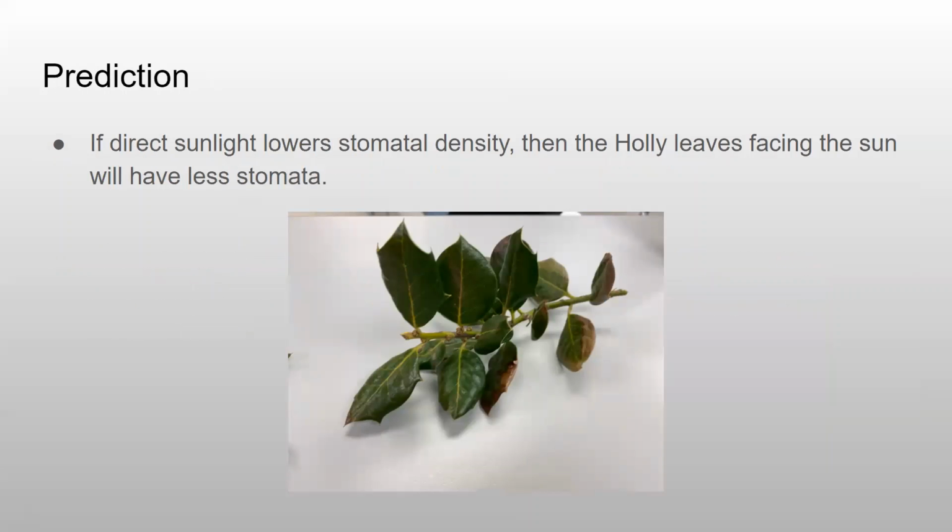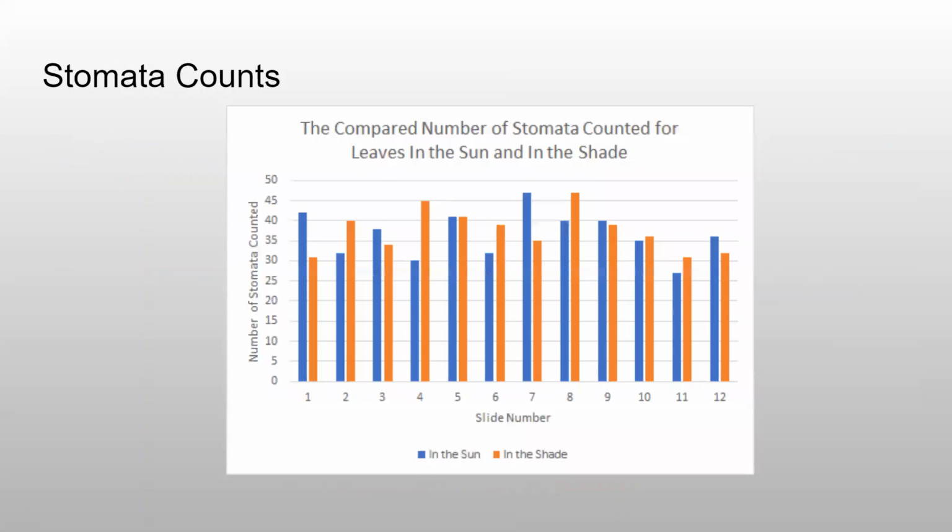Our prediction for the experiment is that if direct sunlight lowers stomatal density, then the holly leaves facing the sun will have less stomata, meaning that the leaves taken from the sun will have a lower average number of stomata per millimeter squared, and the leaves in the shade will have a higher average number of stomata per millimeter squared.